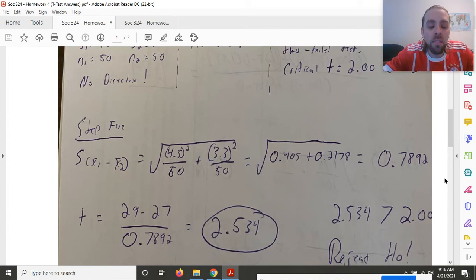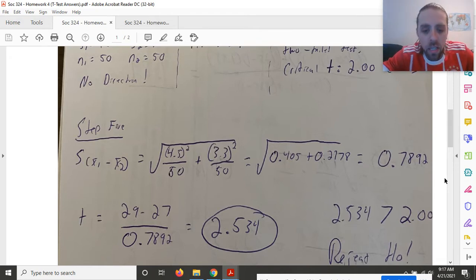And the formula, you will remember, I spent a lot of time harping on this in class, it requires you to input variance. So if you're given standard deviation, you must convert it to variance by squaring the standard deviation. So I am going to take the square root of S1 squared divided by N1 plus S2 squared divided by N2.